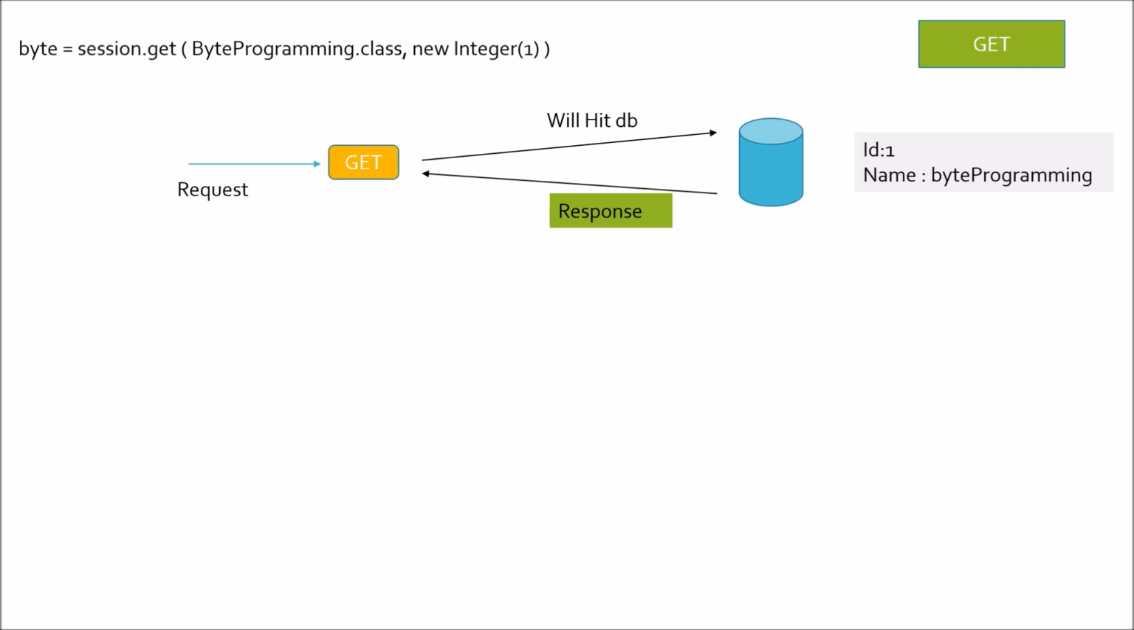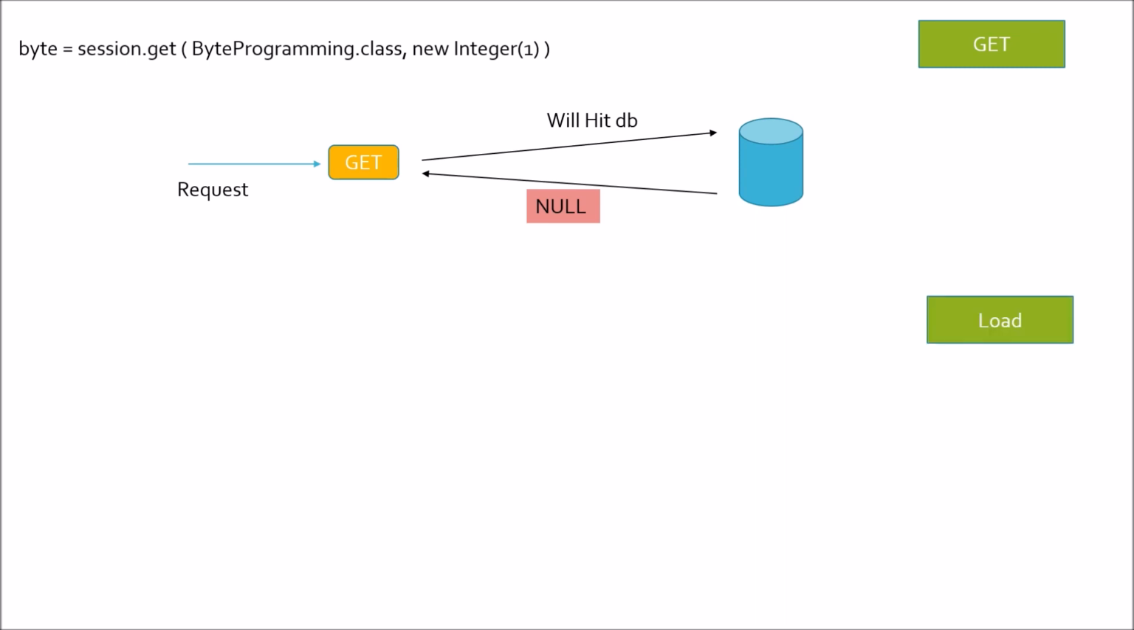Now the response will consist of id equal to 1, name equal to Byte Programming. But the restriction is the value should not be already present in the session cache. Otherwise, the value will be taken from the session cache instead of hitting the DB. Now, what happens if this value is not present in DB? When you call the get method, instead of getting the response, you will get null if the value is not present in DB.